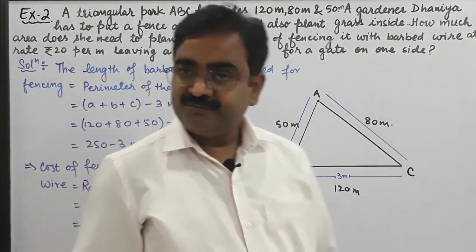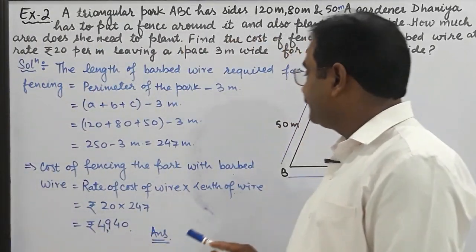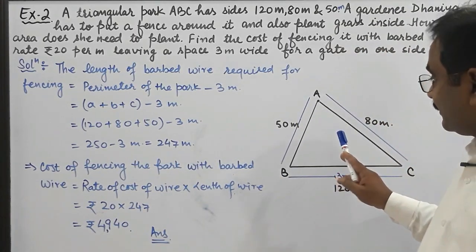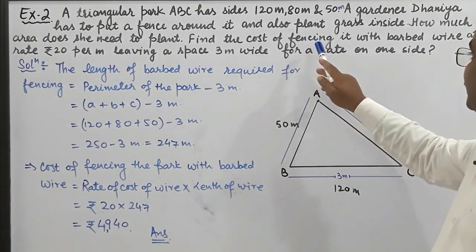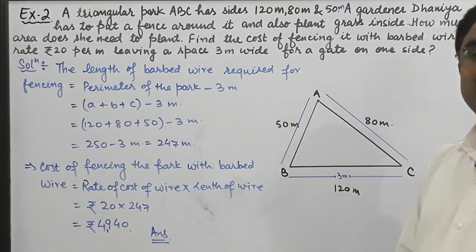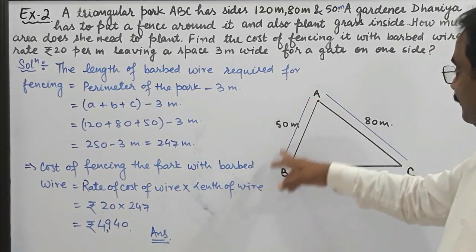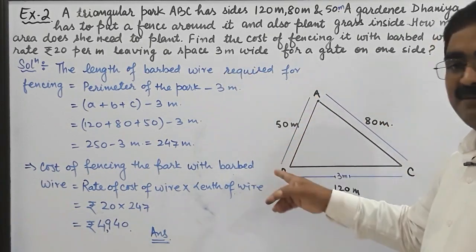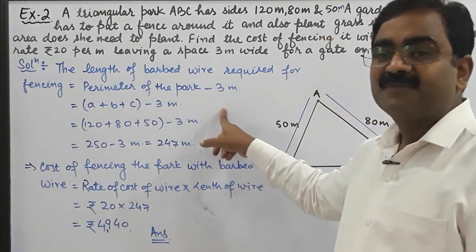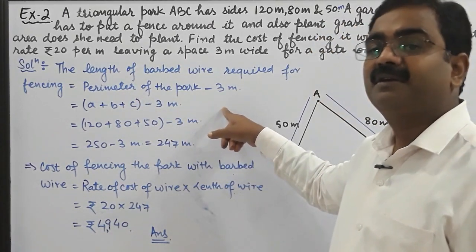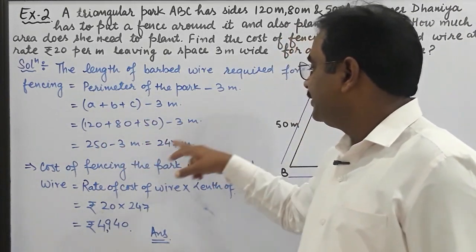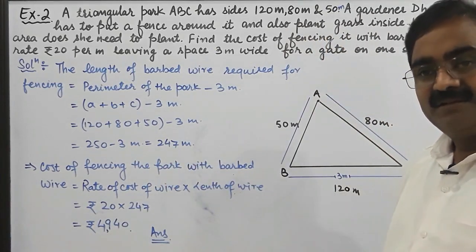Okay children, any confusion? Once again understand, here in this triangular park she is going to make the fence with barbed wire but leaving 3 meter space for the gate. So the length of fence, or the length of barbed wire, is equal to the perimeter of the park minus 3. This 3, why? Because it is for the gate height. So perimeter A plus B plus C, minus 3, is equal to 247 meter.